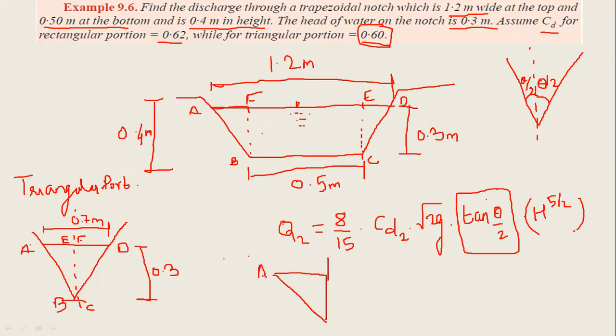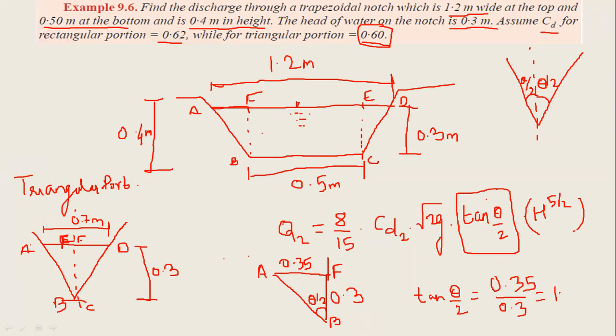If I just consider the right angle triangle ABF, this will be the angle theta by 2, half the angle theta. Now the distance from B to F, how much is it? 0.3, sir. 0.3. Then what will the distance from A to F be? 0.35. Now I know tan of any angle, that means tan of theta by 2, will be opposite side upon adjacent side, that is 0.35 divided by 0.3. So what will be the answer?